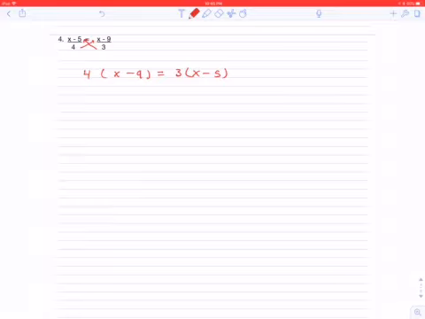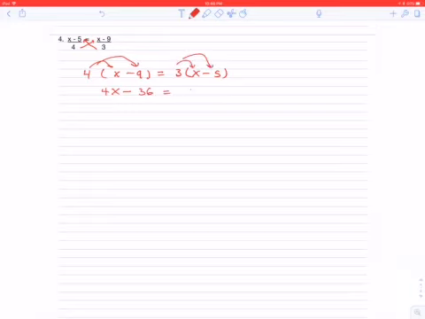So I'll use the distributive property to get rid of those parentheses. So I have 4x minus 36 equals 3x minus 15. Okay, again, I have x's on two sides of the equation. So I've got to get rid of the x's on one of the sides. So let's get rid of the smaller one.